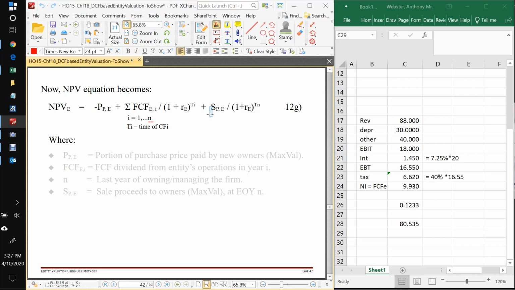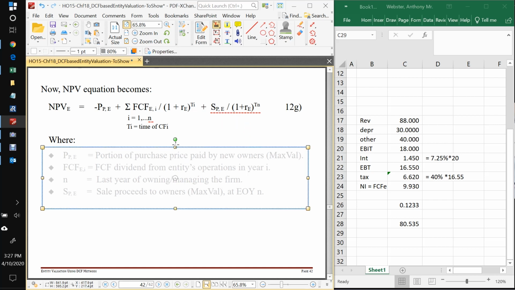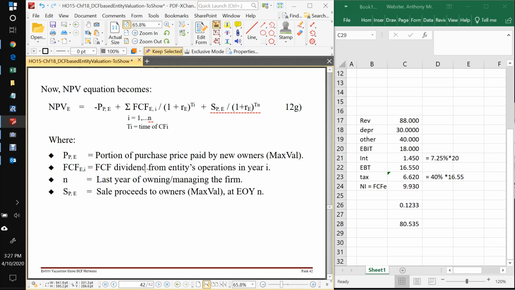And now we have a third piece here, which is our SPO. This stands for sales price to owners, and then of course we need to discount that back to 0 too. That happens at time tN, so we have to discount it back by tN. Okay, so let me just make sure I haven't missed anything down here. Yep, I think I've covered everything down here that we talked about up here. So let's move on to the next slide.